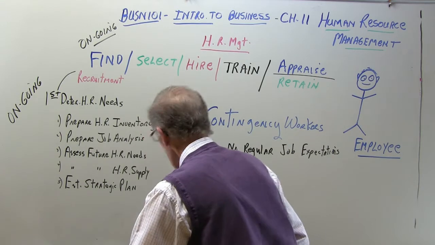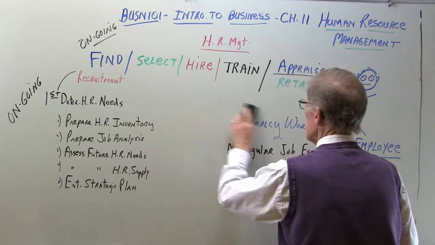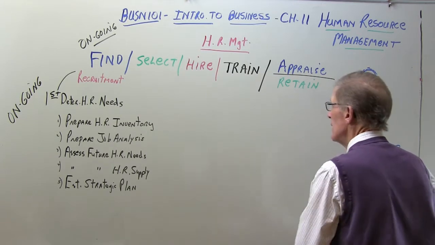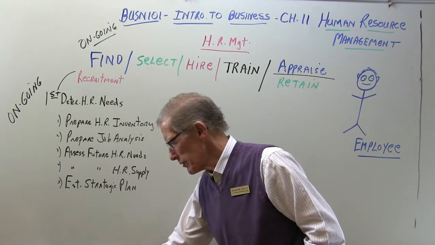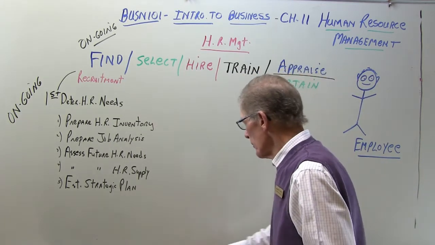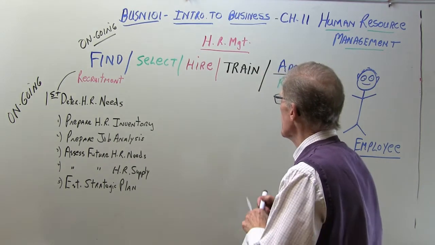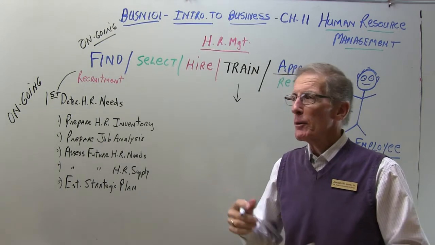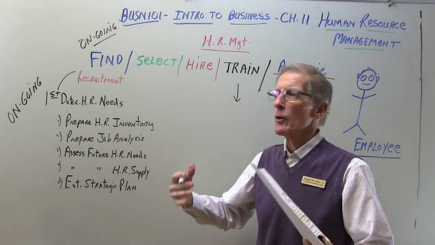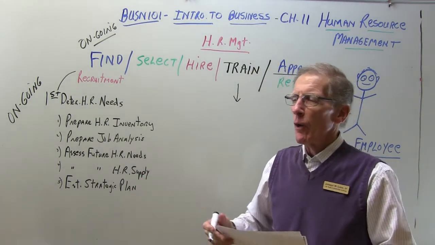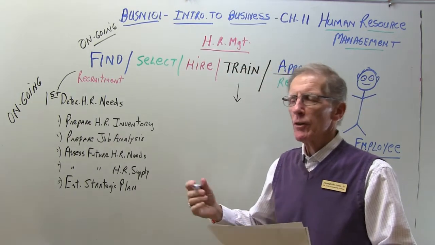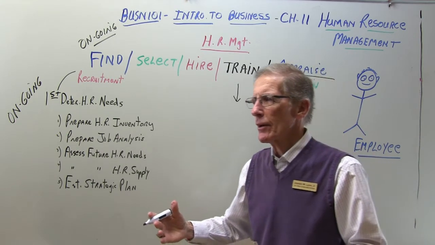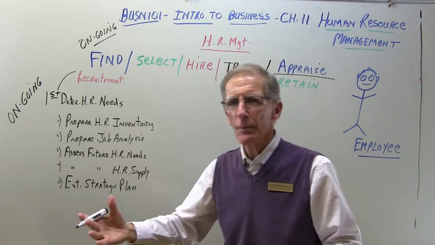Okay, training. Let me get the contingency workers out of here. I do want you to be familiar with what contingency workers are. Here's what I want you to be familiar with about training. What kind of training should employees do? It depends on the employee. It depends on what they do. There's on-the-job training, apprenticeship training, vestibule training, mentoring-type training, and formal educational-type college degrees.